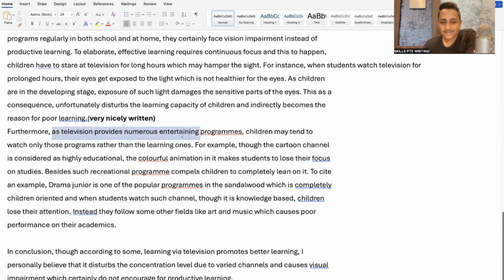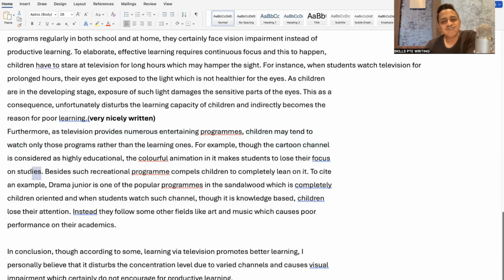"As television provides numerous entertaining programs, children may tend to watch only those programs rather than the learning ones." Is it really clear? It's not clear. She could have talked about addiction. She could have talked about adult content. A lot of things were there rather than learning ones. "For example, though the cartoon channel is considered as highly educational..." I'm not sure how the cartoon channel is highly educational. "The colorful animation in it makes students lose their focus on studies."